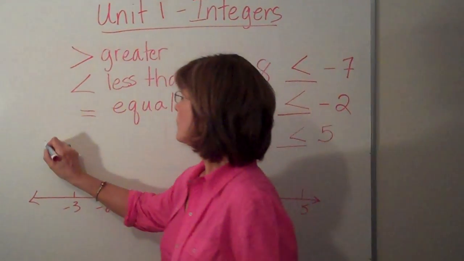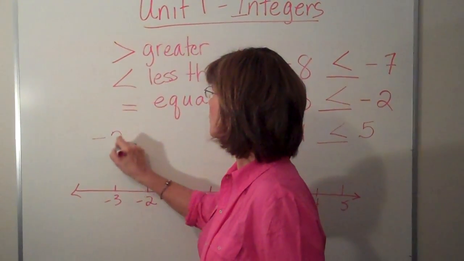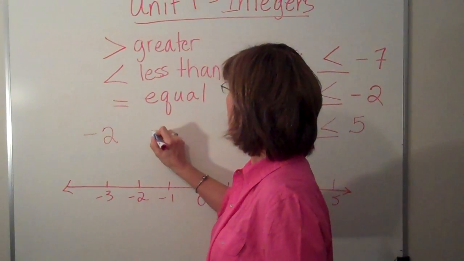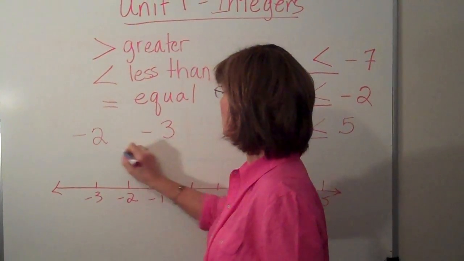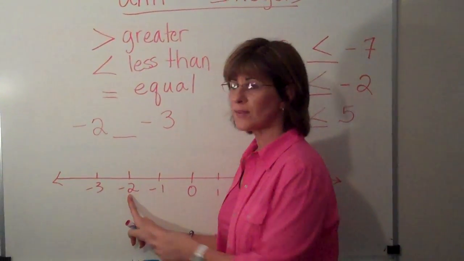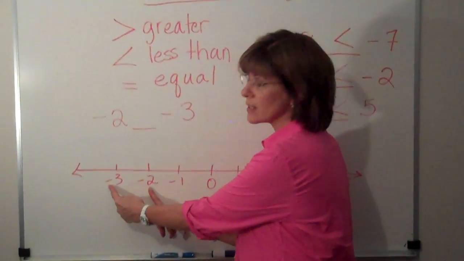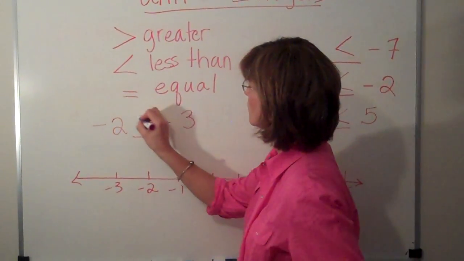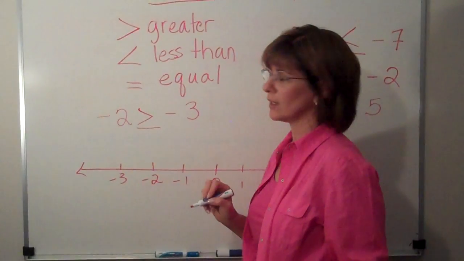So what's bigger, -2 or -3? Well, we're on the negative side. So which one's closer to 0? -2. So -2 is greater than -3.